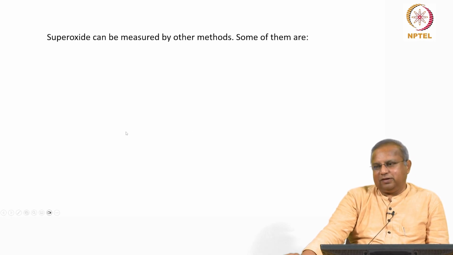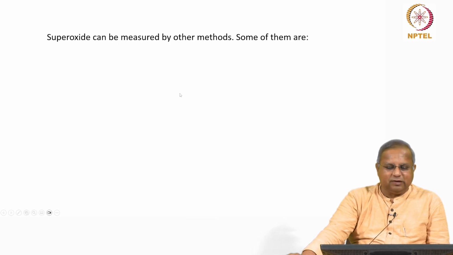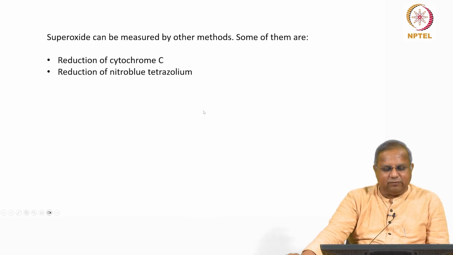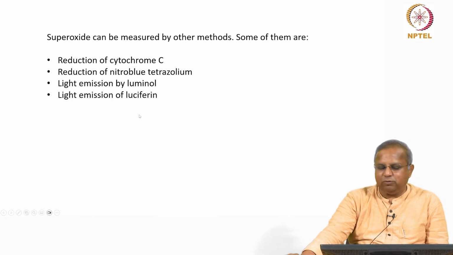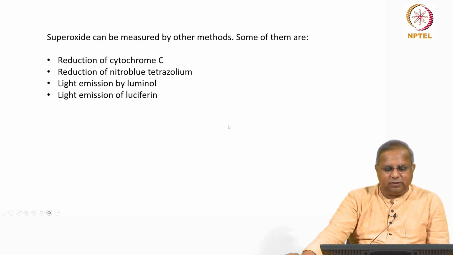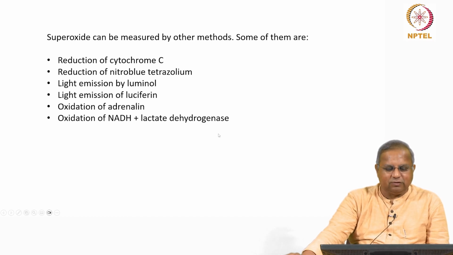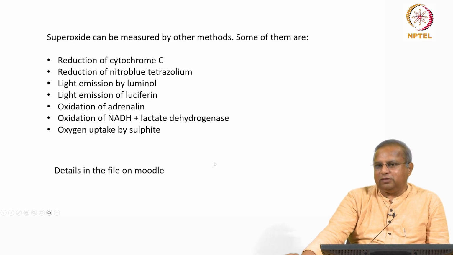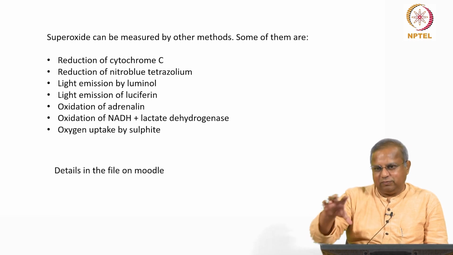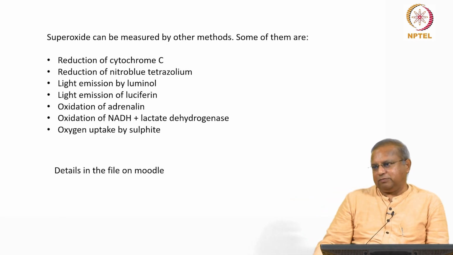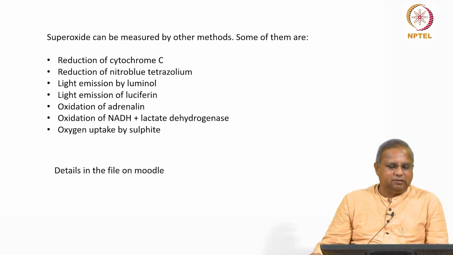Okay. And as with hydroxide, superoxide can be measured by other methods also, and some of them are reduction in cytochrome C, reduction in nitro-blue tetrazolium, light emission by luminol, light emission by luciferin, oxidation of adrenaline, and so forth. This is also given as a file on Moodle, which is essentially an extract from your textbook. Okay, the same table is given there.